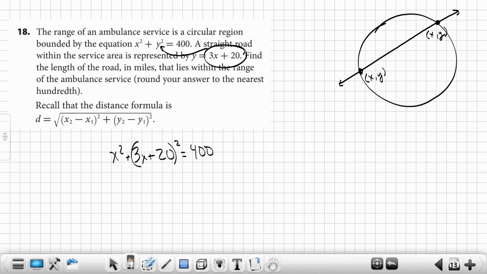Okay, so now we have x squared plus 3x plus 20 squared, which means 3x plus 20 times 3x plus 20. You can distribute that out, but that's going to be 9x squared plus 120x plus 400 equals 400.